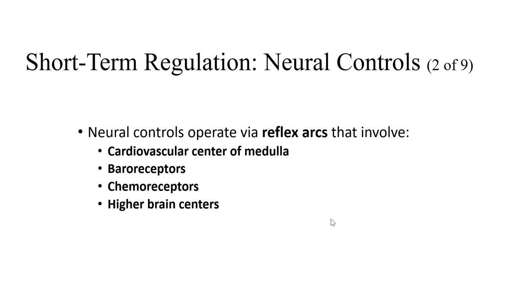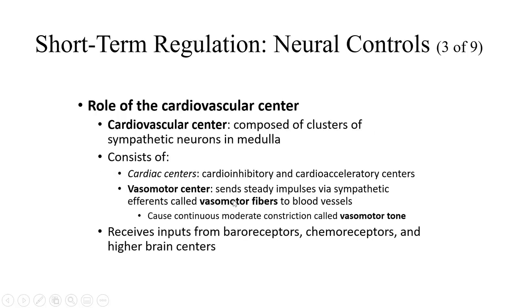Now, short-term regulation by neural control operates via a reflex arc that involves the cardiovascular center, which is in the medulla oblongata, the baroreceptors and the chemoreceptors in the carotid arteries, and the higher brain centers. The cardiovascular center is a cluster of sympathetic neurons that you find in the medulla oblongata. The cardiac centers are your cardio-inhibitory and cardio-acceleratory centers.